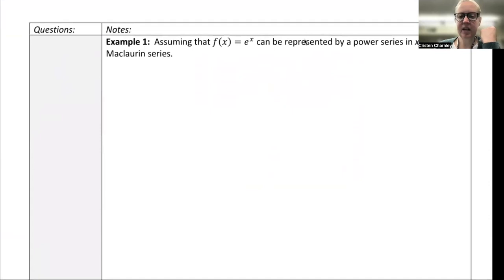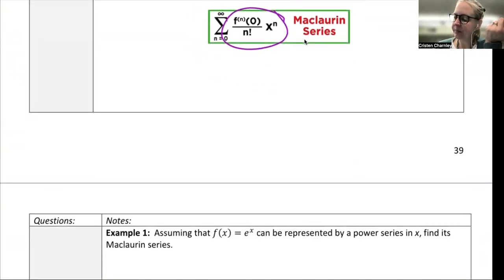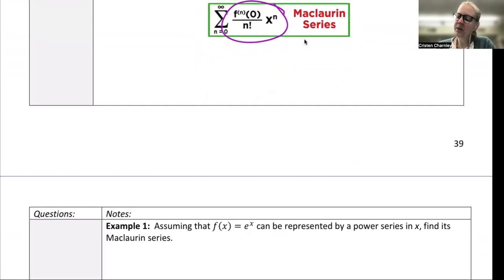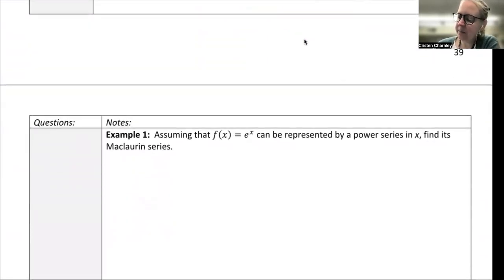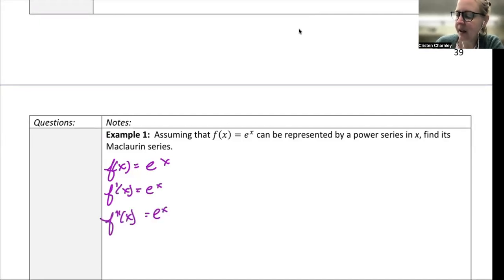Assuming that f of x equals e to the x can be represented by a power series in x, find its Maclaurin series. So I'm going to scooch up here a little bit. We need a list of the derivatives, and we're going to put it into that form. So I'm going to start with f of x is equal to e to the x. We want to take derivatives so that we can use that Taylor series formula. So the first derivative of e to the x is e to the x. The second derivative is still e to the x. And the third derivative is still e to the x.